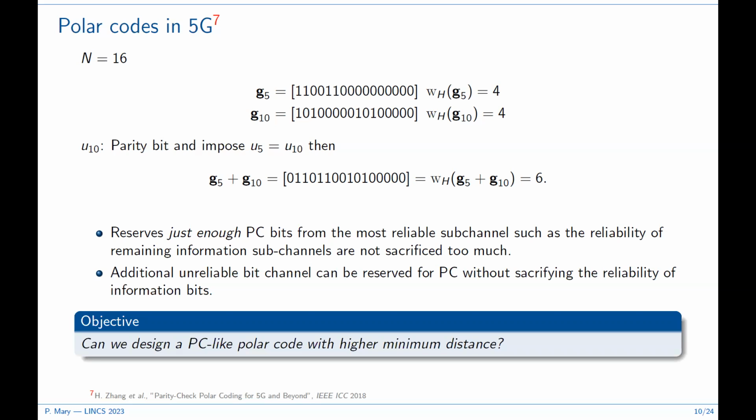So the question is, can we design a parity check like polar codes with higher minimum distance and also with some systematic way to construct this kind of code? So this is the point of our proposal.